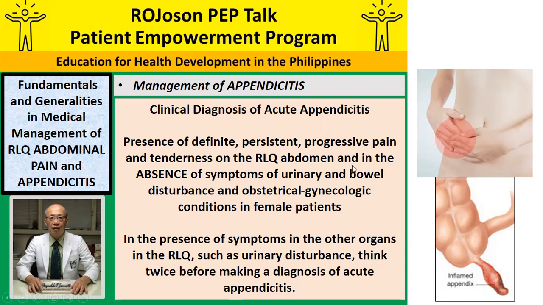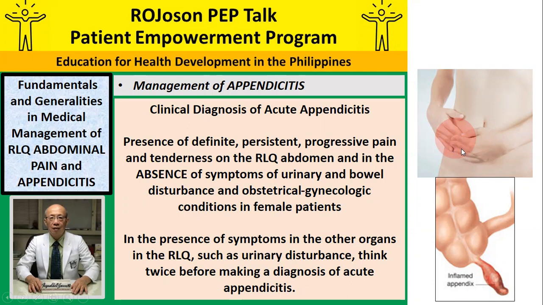And then you have to make sure that there are no other symptoms like urinary and bowel disturbance and obstetrical-gynecologic conditions, especially in female patients. Because in the right lower quadrant, you can have your urinary bladder. So if there is urinary disturbance and you have pain on the right lower quadrant, you have to think twice before making a diagnosis of acute appendicitis. Baka urinary tract infection lang siya. Baka hindi siya acute appendicitis. And if there is some dysmenorrhea or vaginal discharge, baka meron siyang problema sa fallopian tube or sa uterus. Okay.